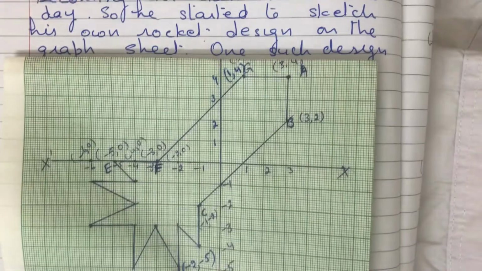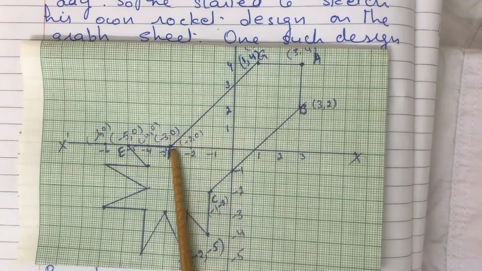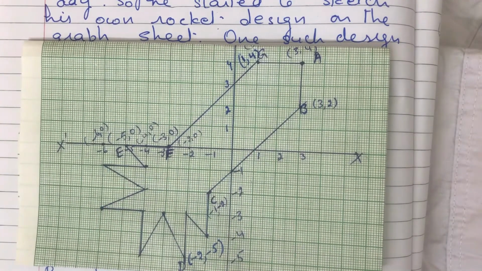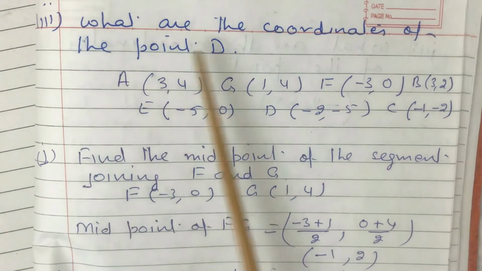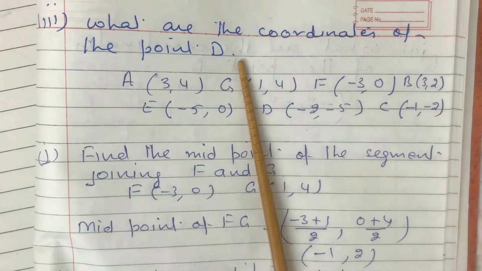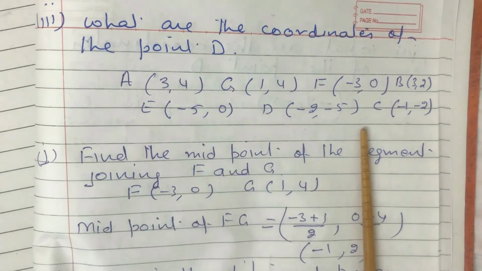On the next page, I have written the coordinates of A, G, F, E, D and C and B. And its third question is what are the coordinates of the point D? This is the third question. Now here I have written the coordinates of all these points.